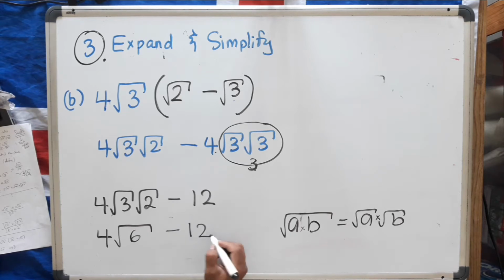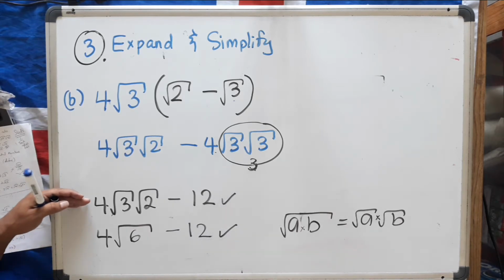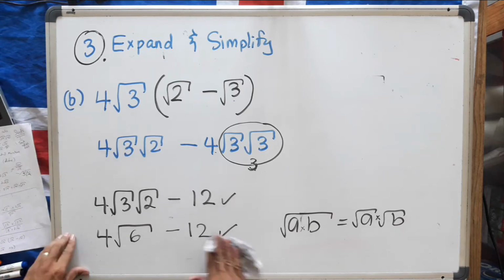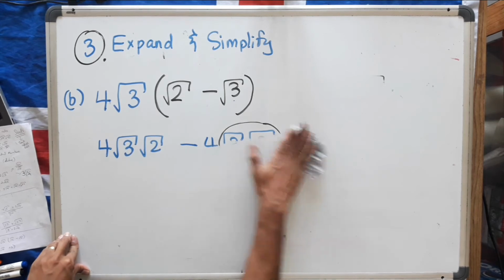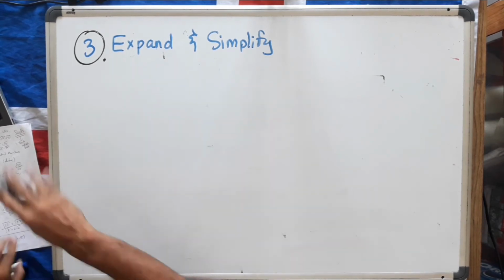So 3 by 2 is 6. To me, I'm not too sure which one is simpler. I would have stopped the question here. Some people might actually put that. All right. Let's do some more examples.